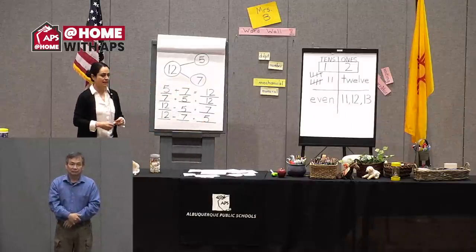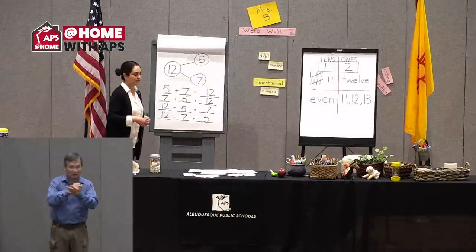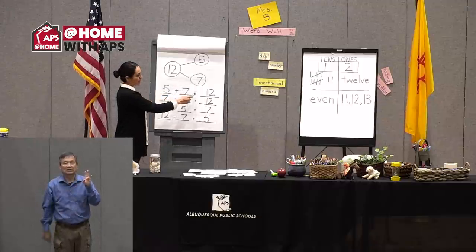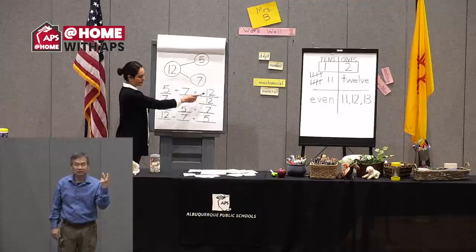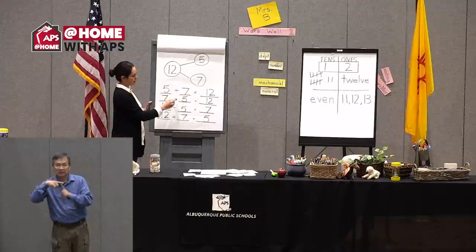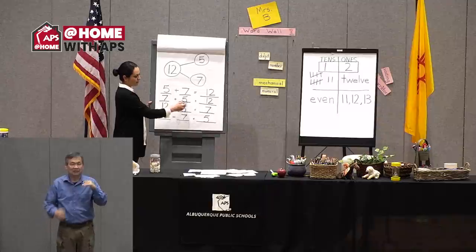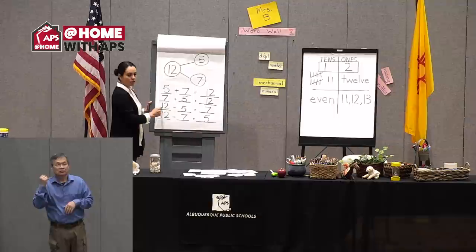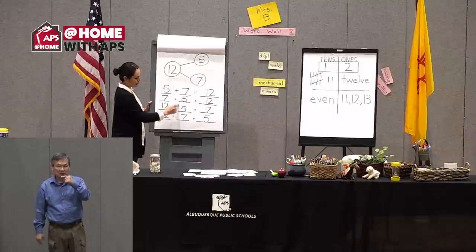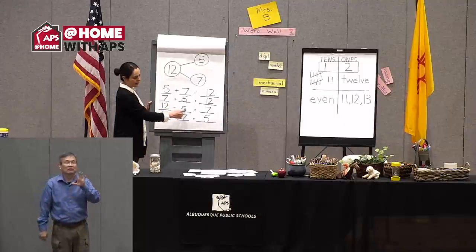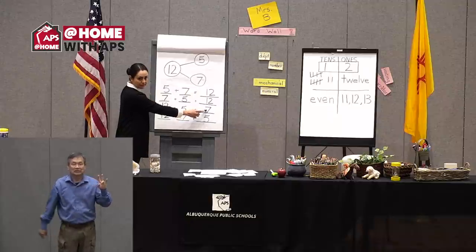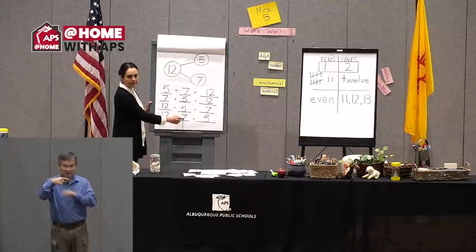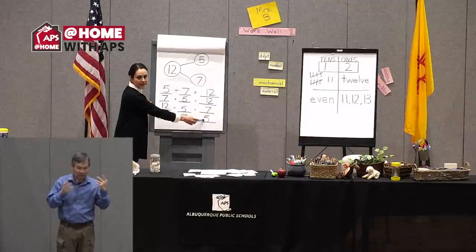Let's review our math facts. Say them with me. 5 plus 7 equals 12. 7 plus 5 equals 12. 12 take away 5 equals 7. 12 take away 7 equals 5.